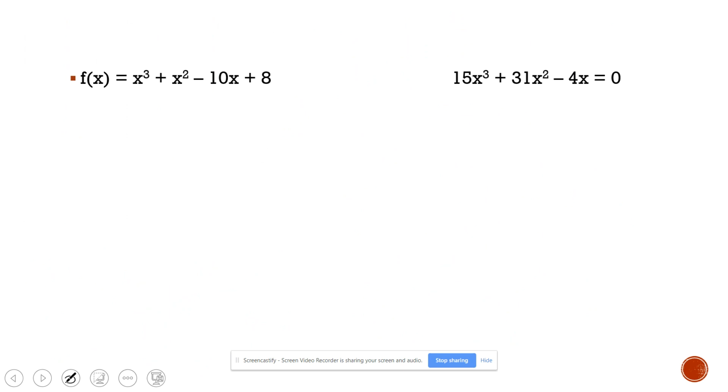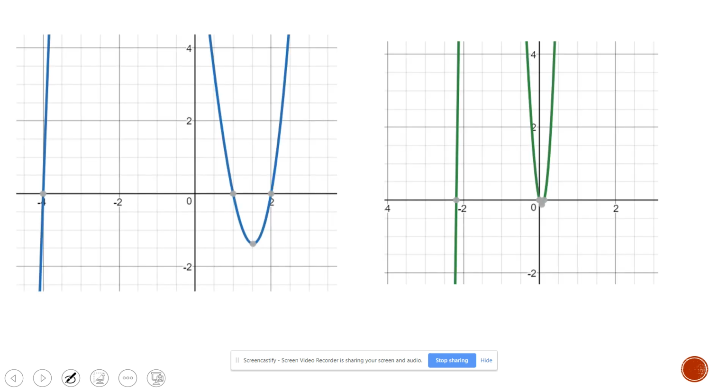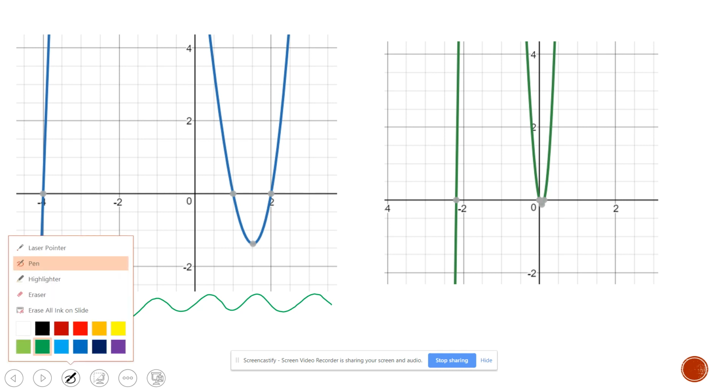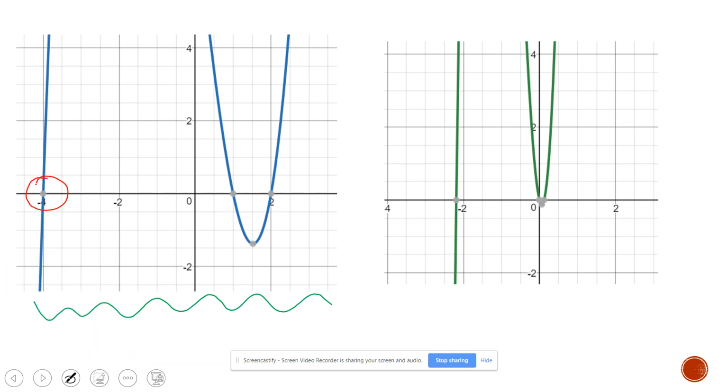All right, our next example, we have x cubed plus x squared minus 10x plus 8. So I've already checked that it's not factorable, and they didn't give us any zeros. So let's take a look at our graph. And the graph for the example A there is right here on the left. And you can see on the graph that we have negative 4, positive 1, and positive 2.